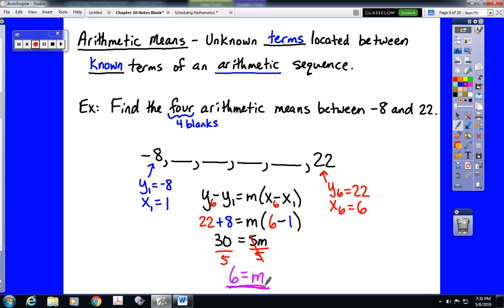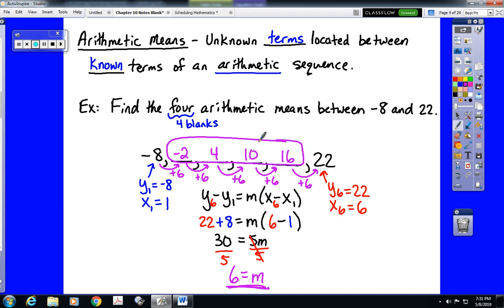Now from there, what we need to do is go back up and fill in the blanks. Well, this is an arithmetic sequence, which means I'm going to add my m value. -8 plus 6 is -2. -2 plus 6 is 4. 4 plus 6 is 10. 10 plus 6 is 16. And then the way we check to see if we messed up, 16 plus 6 is 22. So our 4 arithmetic means between -8 and 22 would be -2, 4, 10, and 16.